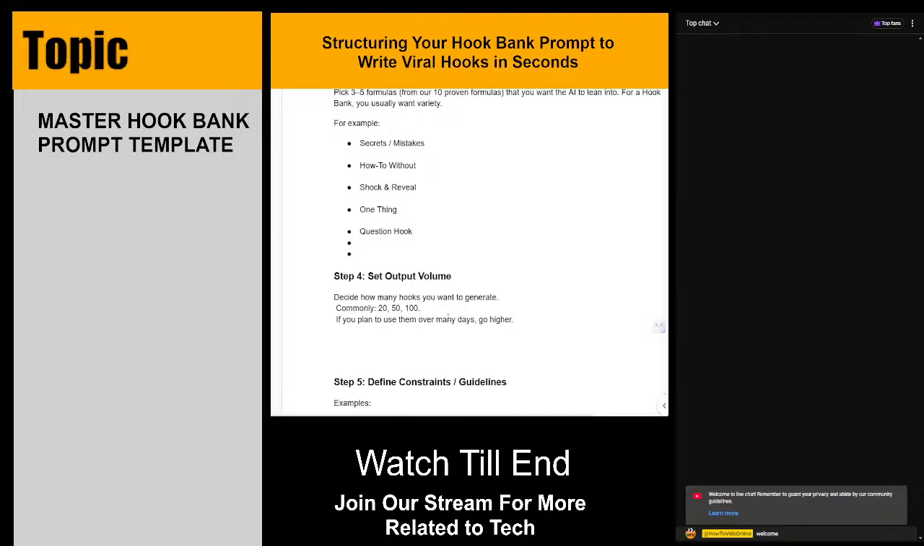So with that, we are moving towards the next topic, that is the master hook bank template. Here we have a long prompt that you can use for generating hooks.